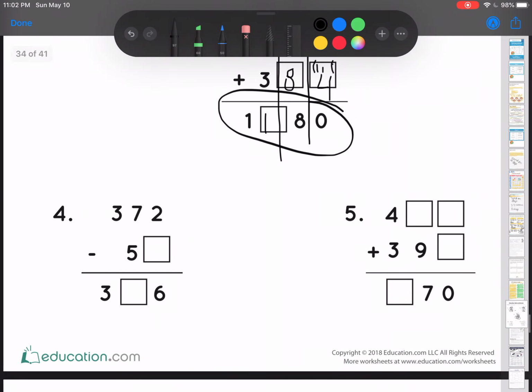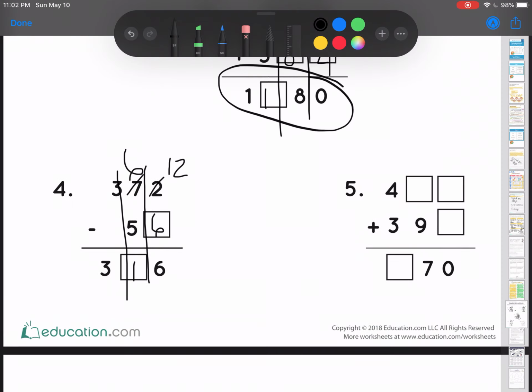Alright, here's another subtraction one. I can't take anything away from 2 to get 6, but I can turn this into a 12. And 12 minus blank equals 6. Well, 12 minus 6 equals 6. 6 minus 5 is 1, and 3 minus nothing is nothing. Or, I mean, it's still 3.